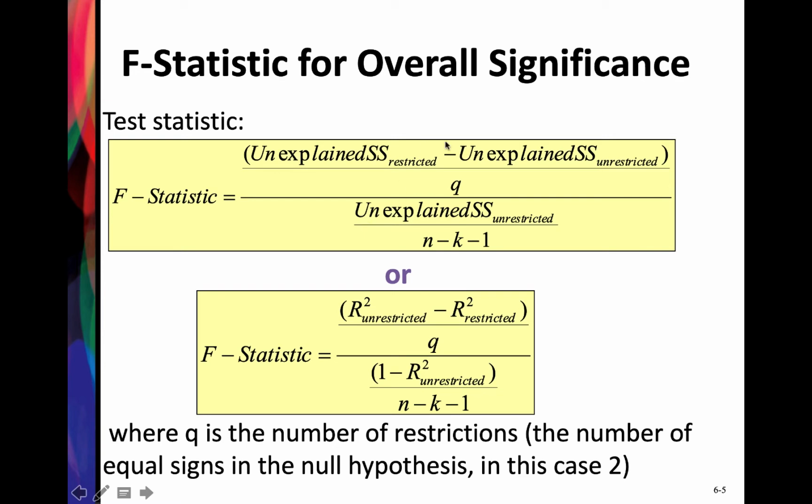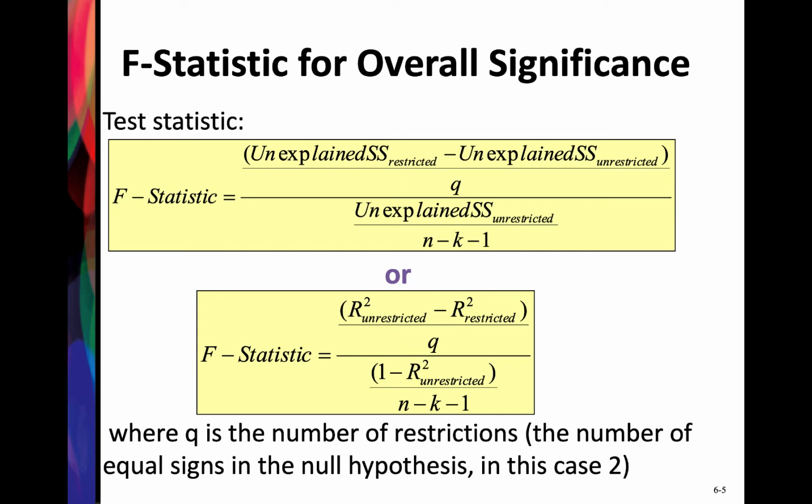And so that's the numerator of our F statistic. And the denominator of our F statistic is our unexplained sum of squares. It's always the unrestricted model in the denominator. And then this n minus k minus 1 is from the unrestricted model. So these have to match. Obviously, it's typically the same n, but a different k between the restricted and unrestricted. So it's important to note that the denominator has the unrestricted k.